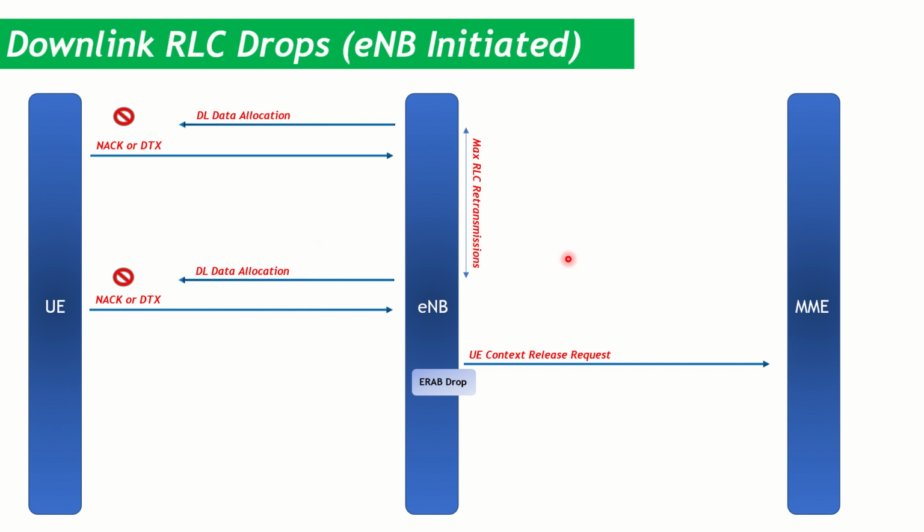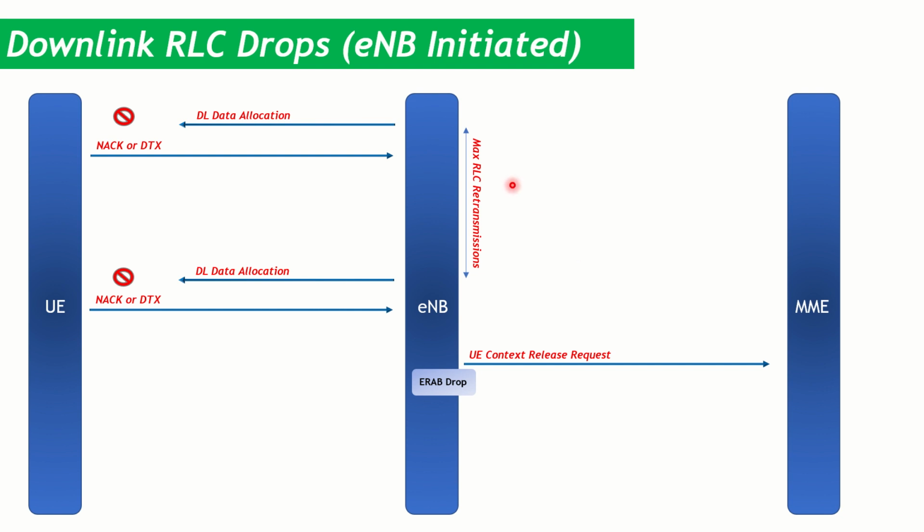Overall, the drop rates can be categorized into two major categories. One can be the eNodeB initiated drops. The other will be the MME initiated drops. So let's start with the eNodeB initiated drops and understand why we call them eNodeB initiated and what are the major causes for that and how we can optimize or resolve these issues.